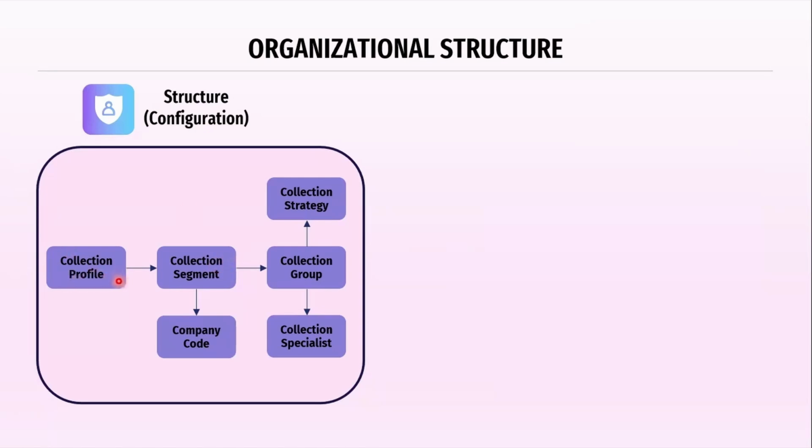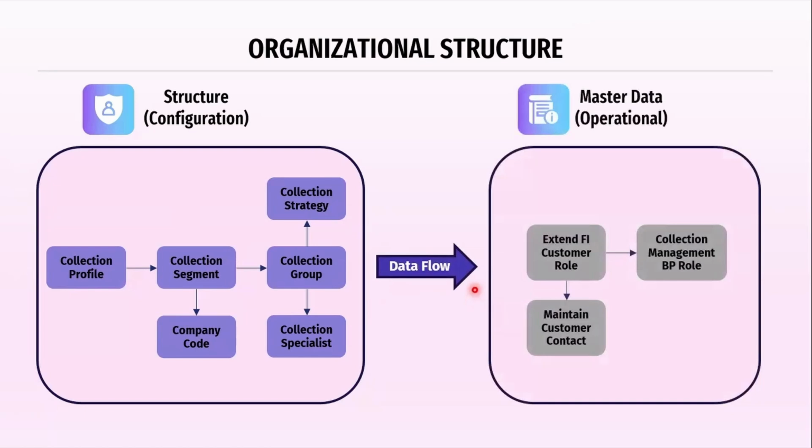So all this constructs your master data, and we will define this at the back end, and at the front end we will assign it to the business partner. Then we also have the collection strategy. Collection strategies are assigned at the collection group level. So this is the configuration of the org structure. Then we assign this configuration in the BP role of collections management. So we will extend our FI customer role to the collections management role.